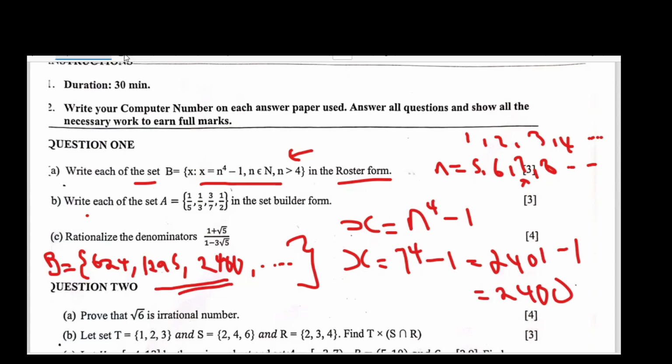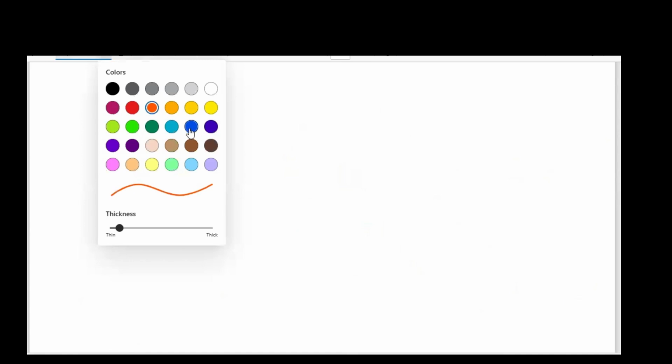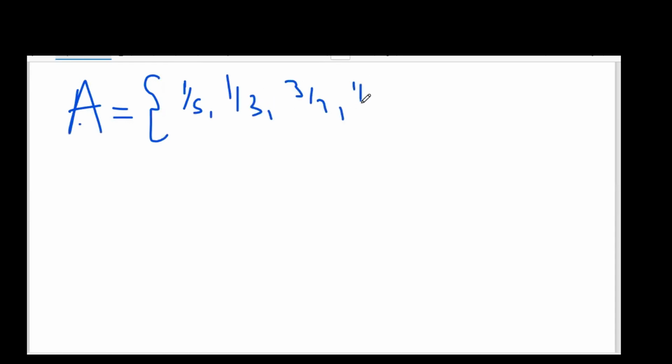Okay, let's go to B. To B now, we are moving from the roster form to the set builder form. So let me go to my board here so that I show it clearly. So I've been given the set A equals 1 over 5, comma, 1 over 3, comma, 3 over 7, comma, 1 over 2.